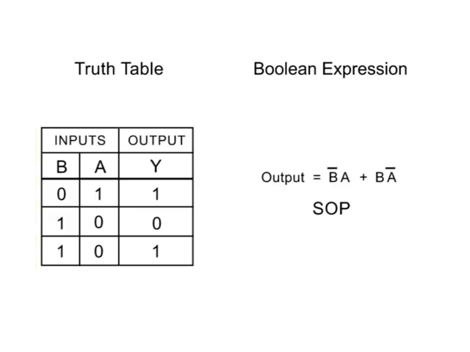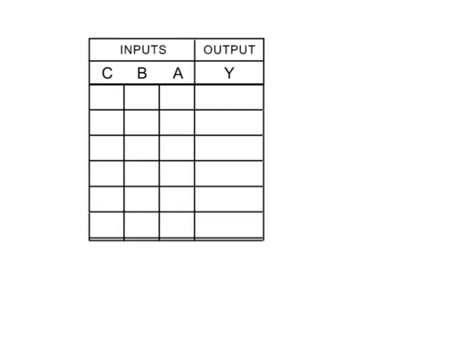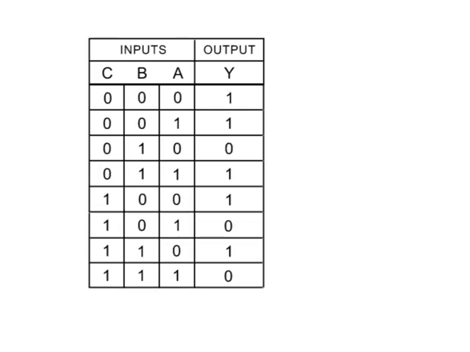To demonstrate the use of SOP to convert a truth table to a logical Boolean expression, let's look at a 3-input truth table with inputs A, B, and C, and output Y. Given 3 inputs, there will be 8 possible logical combinations. Sum of products expressions can be generated by examining the truth table.